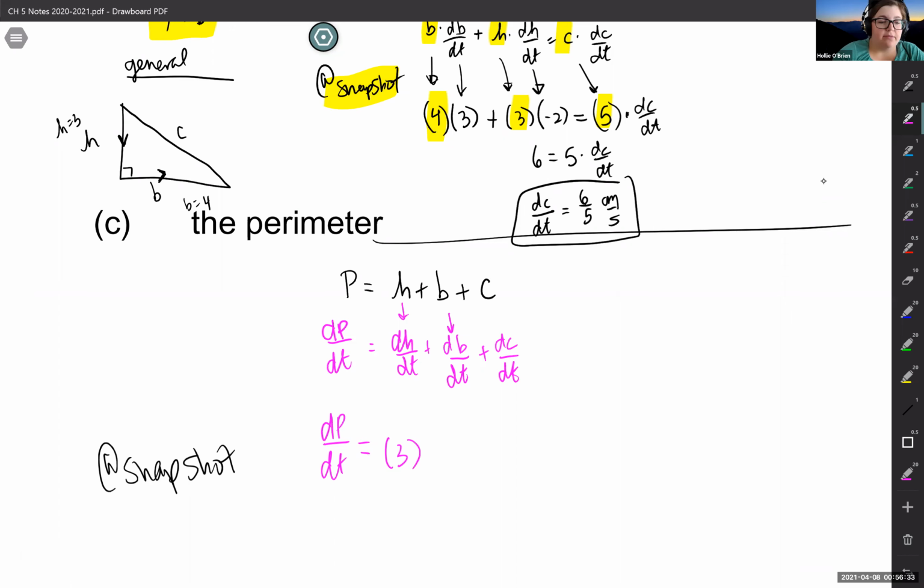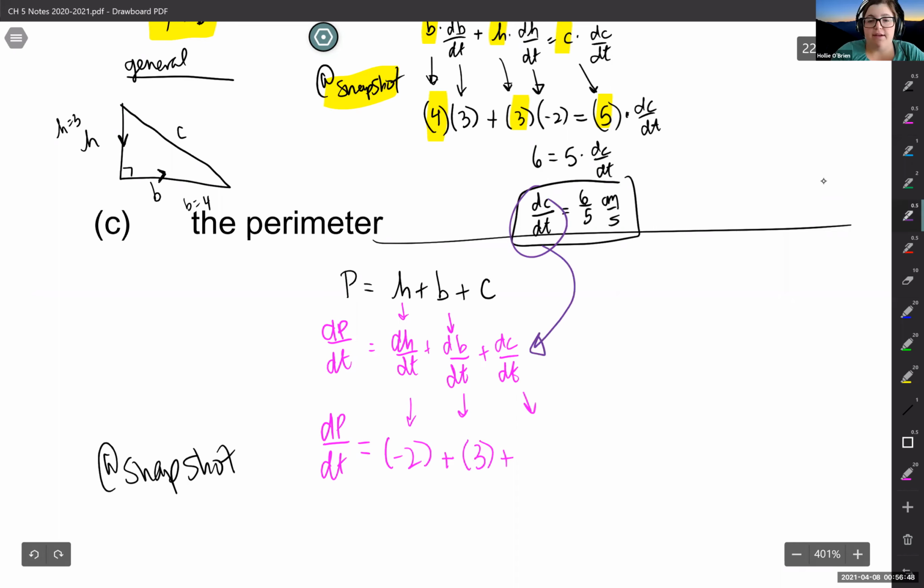Wait, is that right? No, nope. It's -2. Why did I switch them? -2. How fast is the base changing? 3. How fast is the hypotenuse changing? Check it. We just found it. Plug it in right there. 6/5. That's right. We already found at that moment in time how fast the hypotenuse is changing. Just plug that in. So -2 plus 3 is 1, plus 6/5 is going to be 11/5.